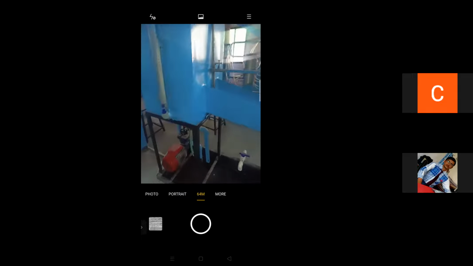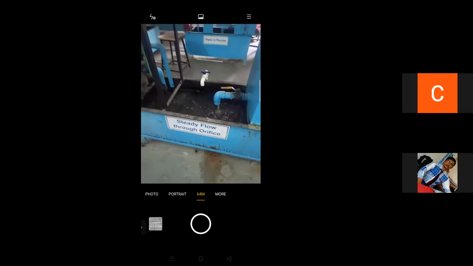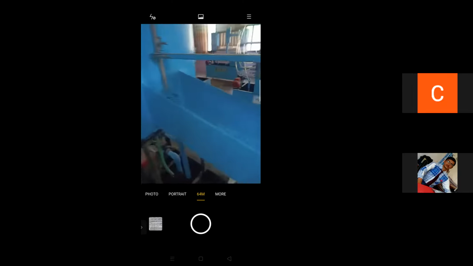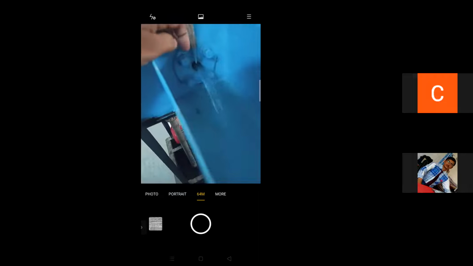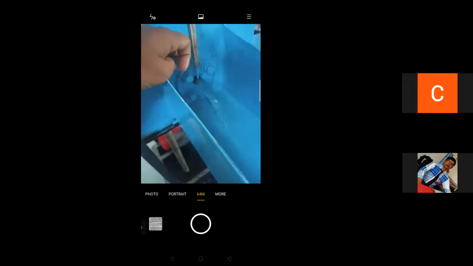Here you can see this is the experimental setup for the orifice. Okay. Finding the hydraulic coefficients of orifice. This is the tank, and you can see this is a circular orifice. It is a circular plate. The orifice plate is attached here to this tank.